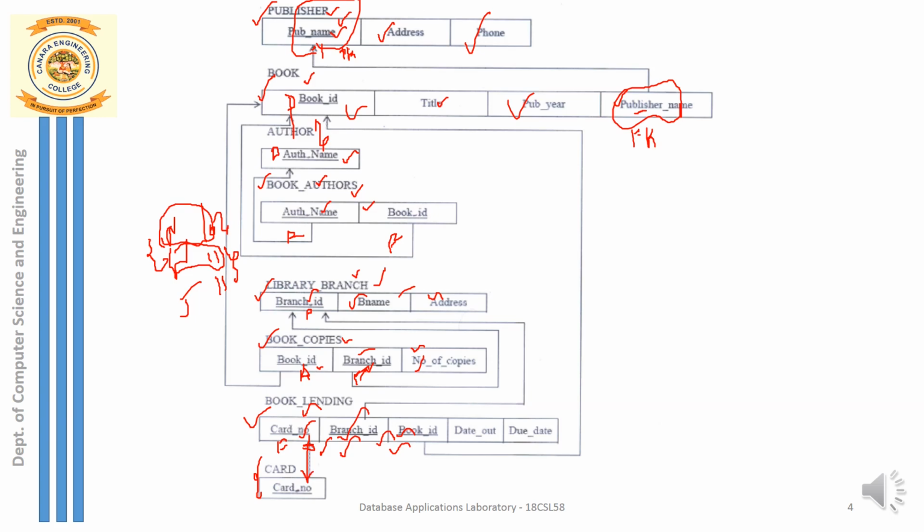Next we have branch ID. This is again a foreign key which is pointing to the branch ID of the library branch table. Book ID is also a foreign key here, which is pointing to the primary key book ID present in the book table. So this is how you write the schema diagram, and I hope this schema diagram part is clear.